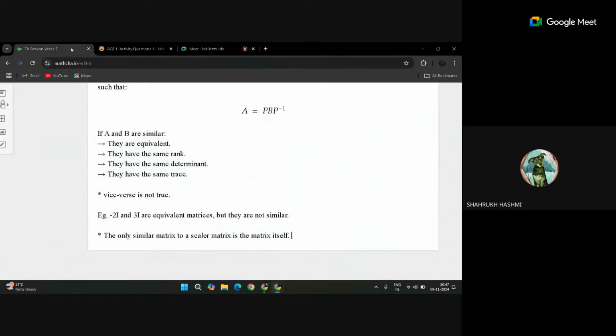Excuse me, sir. Even if vice versa is not true, it means that even if all these three or four criteria are fulfilled, they're equivalent, they have the same rank and they have the same determinant, then also we cannot say A and B are similar.